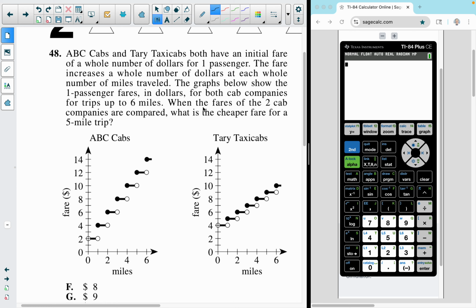The question says, when the fares of the two cab companies are compared, what is the cheaper fare for a 5-mile trip? I'm not going to read everything up here. There are tables. So a 5-mile trip. So we have ABC cabs, 5 miles.